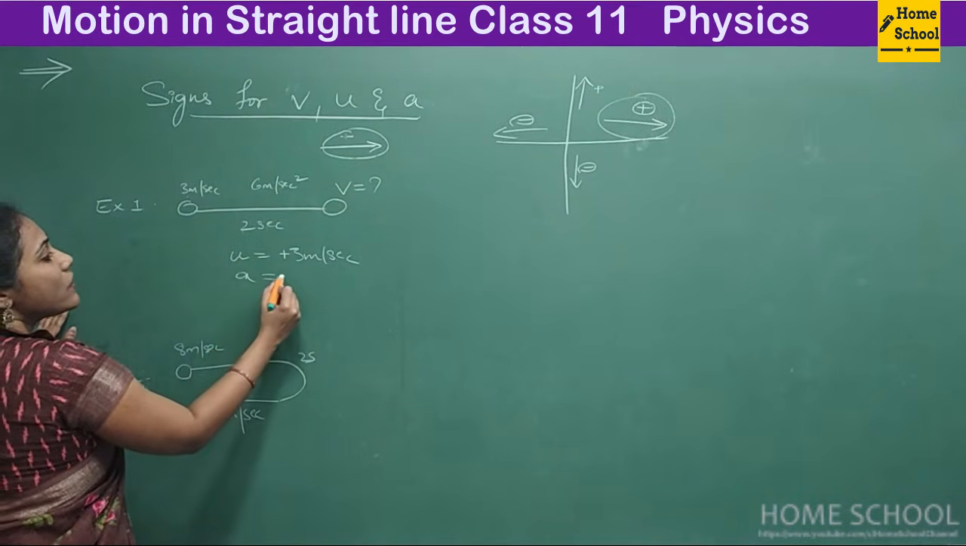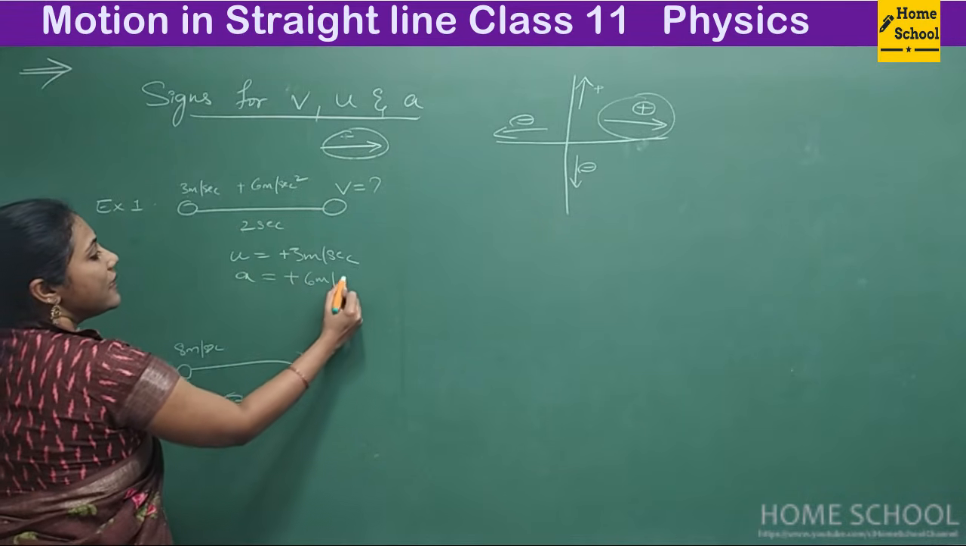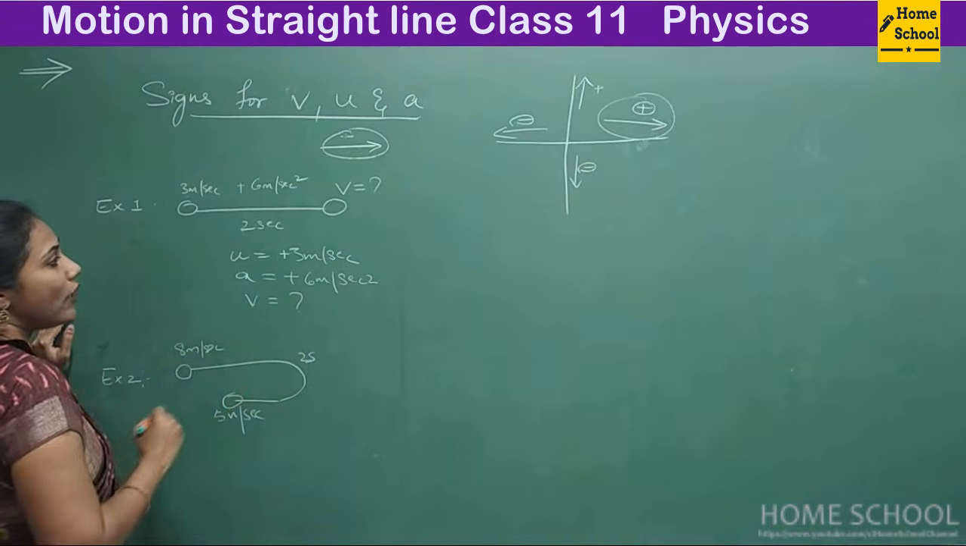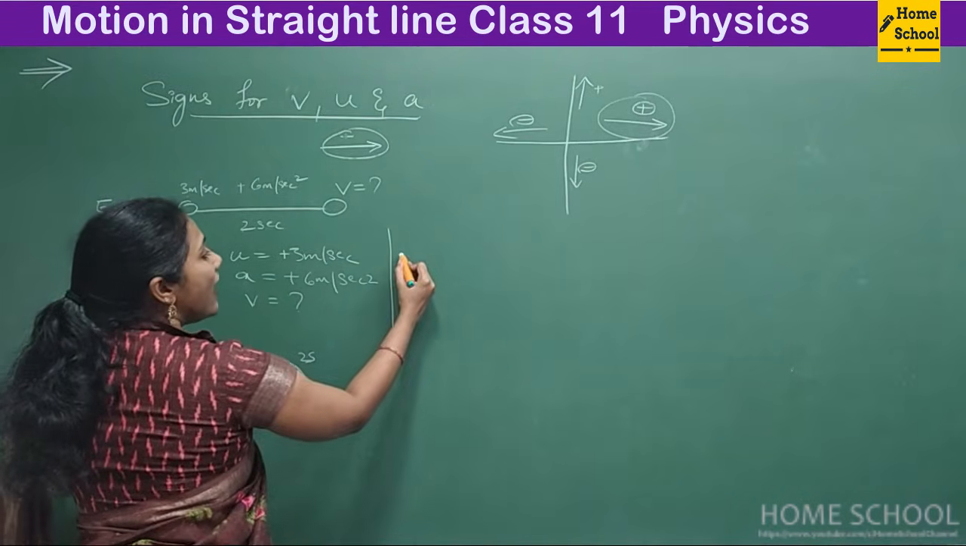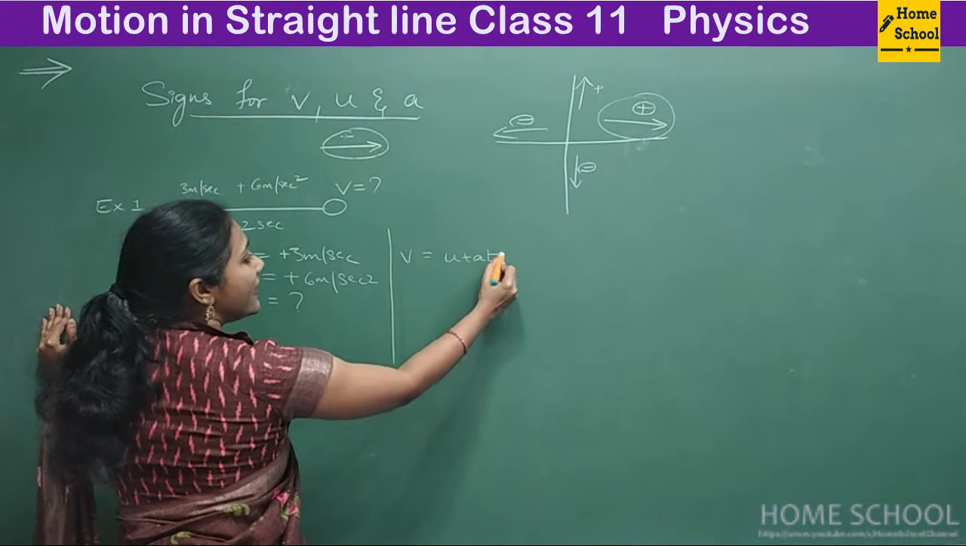So your a is also plus. So this is also plus 6 meter per second square. So you have to calculate v. So how do you calculate v? So we have a formula, v is equal to u plus at, right?